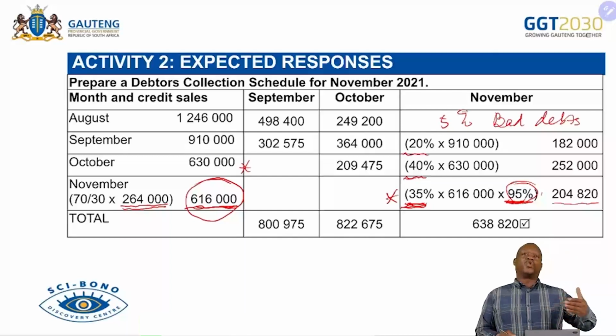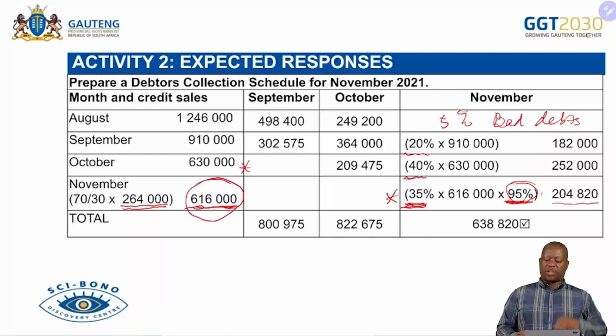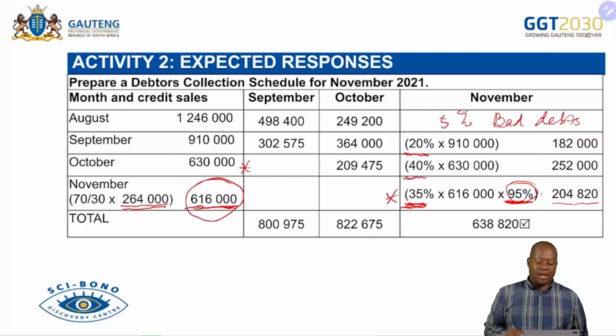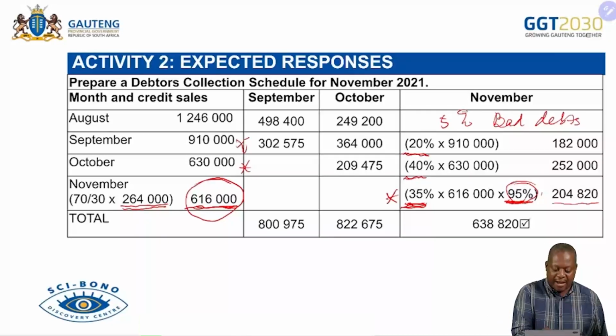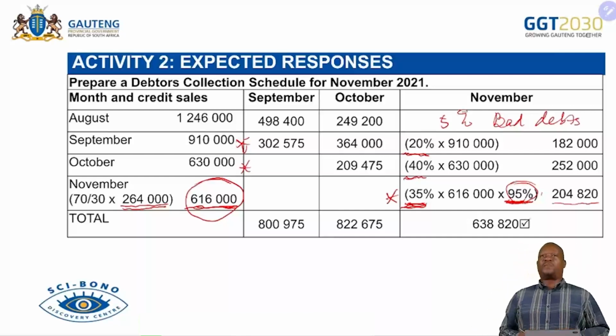And then during the second month after sale, to collect in November, it should have been sold 2 months before November, which means September. This is 20%. So we say 20% multiplied by the credit sales figure. 20% times 910,000 gives us 182,000. So we have got 3 collections, 3 figures to deal with here.